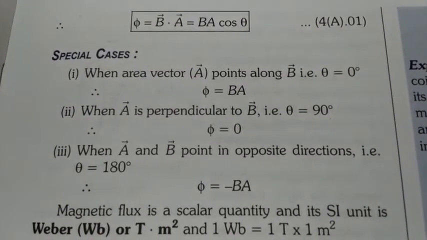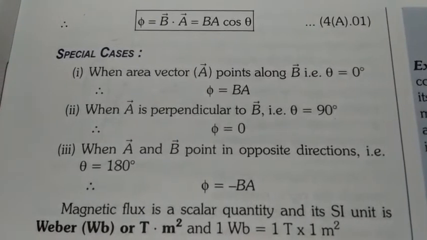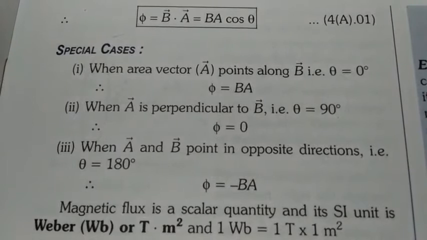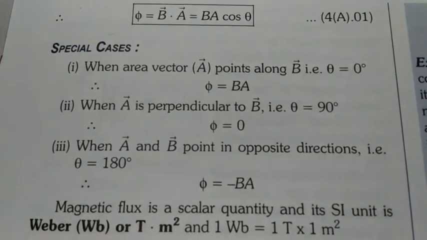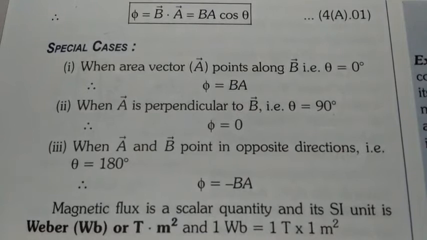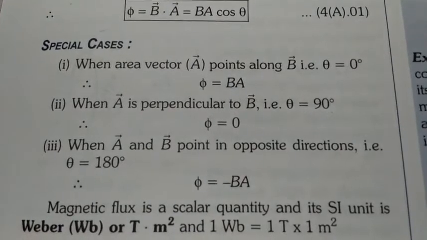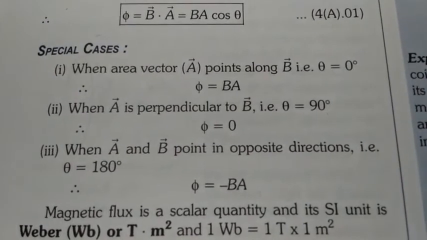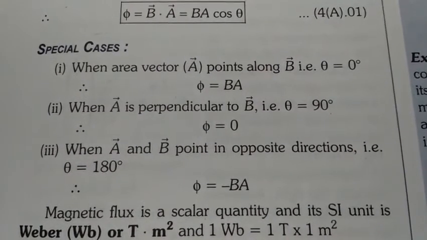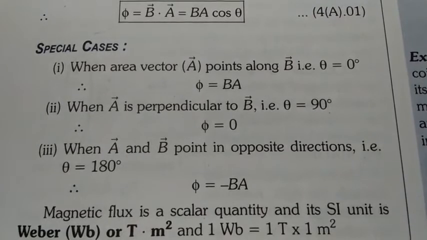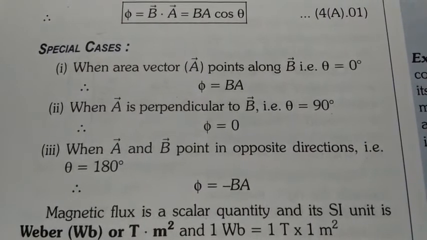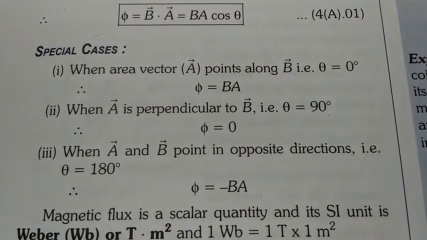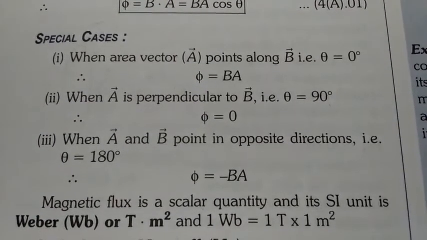If the area vector and magnetic field lines are parallel to each other, then the magnetic flux will be maximum. If they are perpendicular to each other, theta equals 90 degree and cos 90 equals 0, so at that time no magnetic flux will pass through the area. So phi equals 0 in that case. When B and A are in opposite directions, that is theta equals 180 degree, we will find the value of phi as minus AB. Yes, a negative value is also possible.